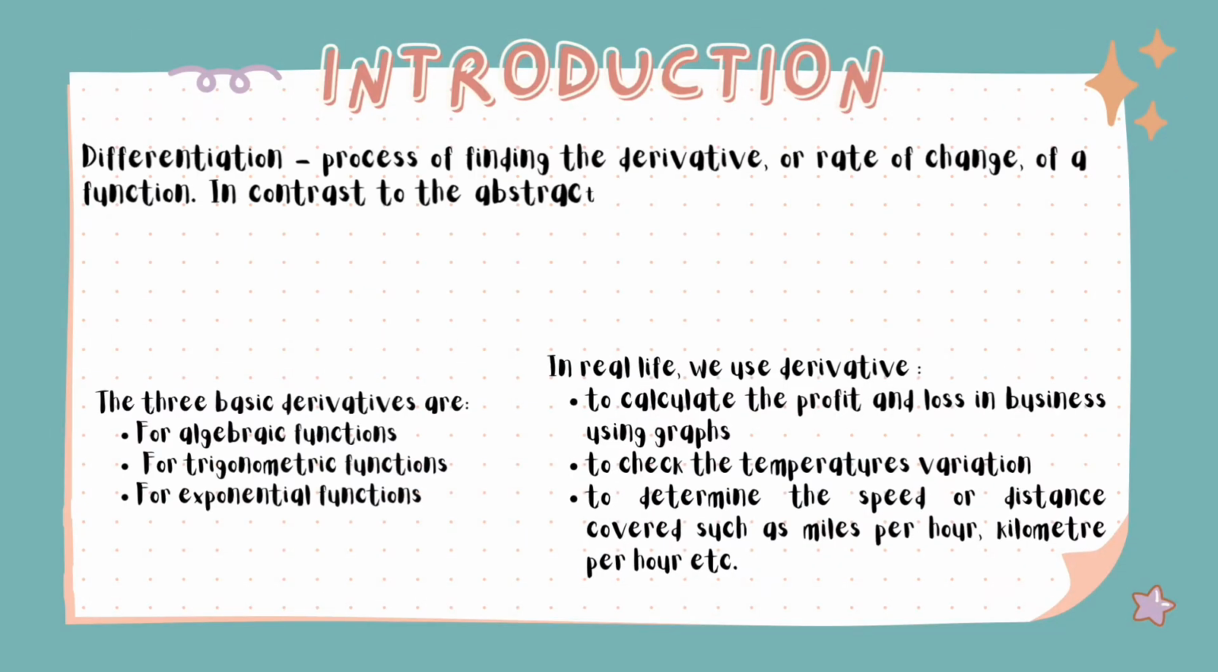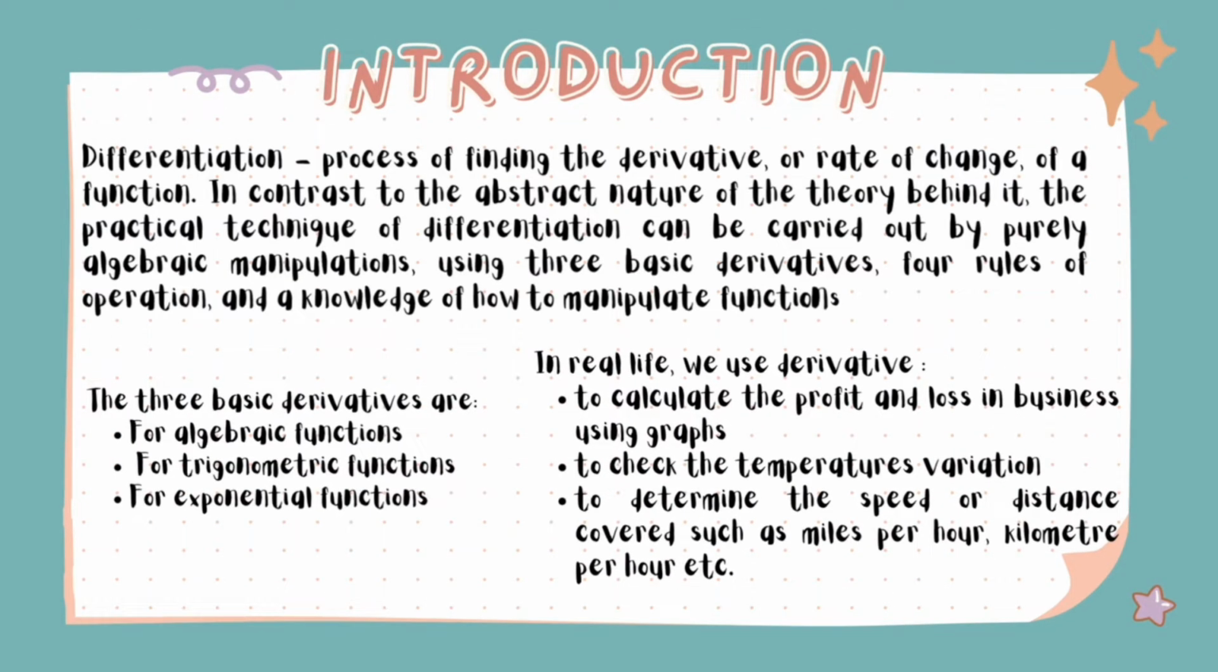Now, we go for the introduction first. Do you know what is the meaning of differentiation? Differentiation is the process of finding the derivative or rate of change of a function. In contrast to the abstract nature of the theory behind it, the practical technique of differentiation can be carried out by purely algebraic manipulation using 3 basic derivatives, 4 rules of operation, and a knowledge of how to manipulate functions.